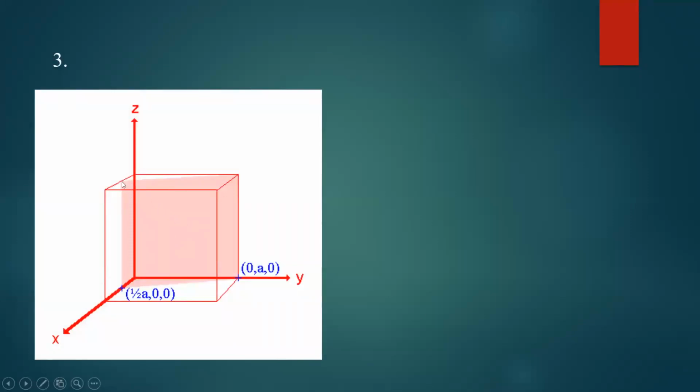Third example I will take. Suppose this plane has the intercept with respect to the x-axis at 1/2 a, half of a. With respect to the y-axis, the intercept is a, and with respect to the z-axis it has the intercept at infinity. It is parallel to the z-axis. Now it is a little bit tricky. Let us find it out. Now the intercepts are 1/2 a with respect to the x-axis, a with respect to the y-axis, and infinity with respect to the z-axis.